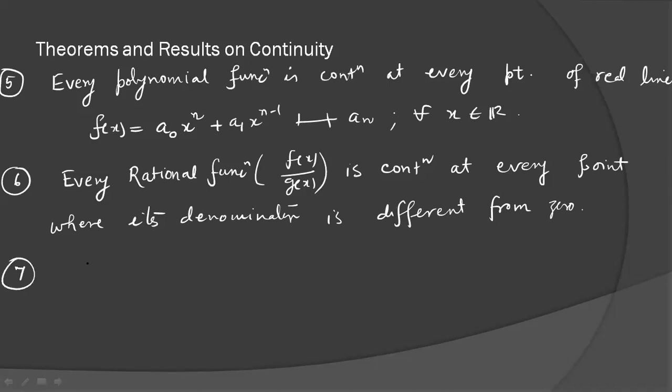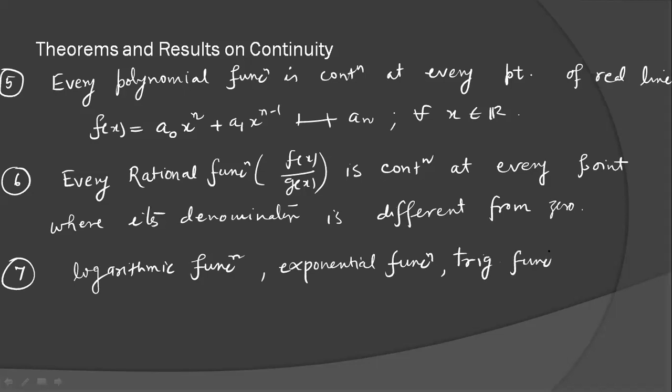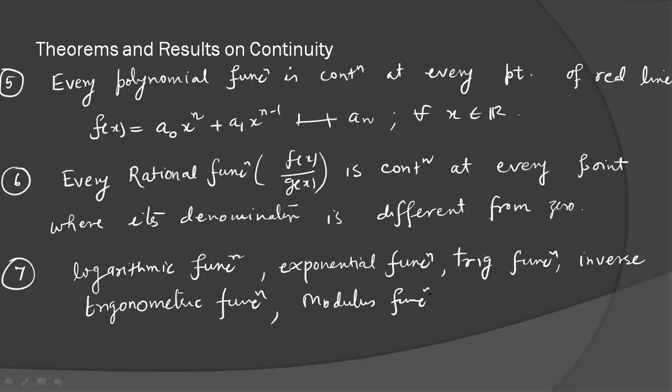Seventh property is: logarithmic function, exponential function, trigonometric function, inverse trigonometric functions, inverse circular functions, modulus function, are continuous in their respective domains.